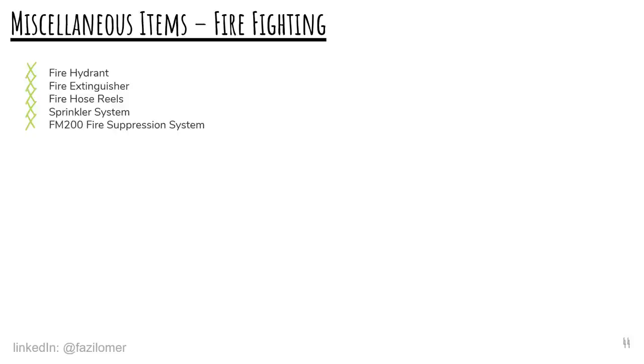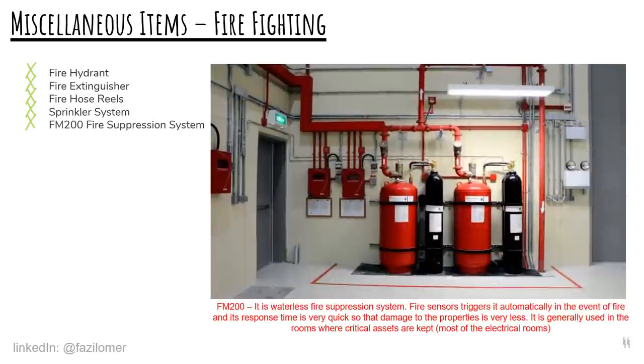FM200 fire suppression system. It is a waterless fire suppression system. Fire sensors trigger it automatically in the event of fire, and its response time is very quick, so the damage to the properties is very less. It is generally used in the rooms where critical assets are kept, most of the electrical rooms.